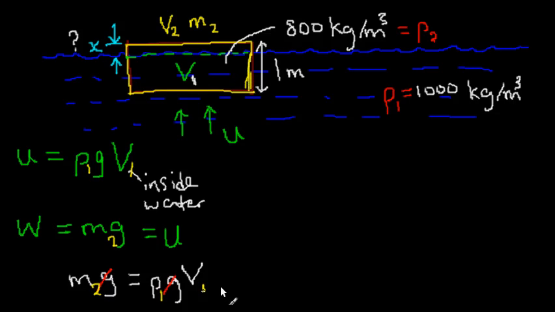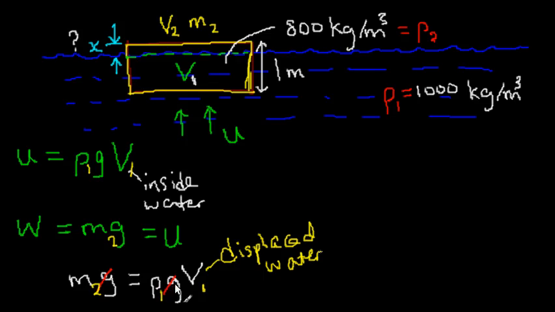Now what we have here is interesting, it tells us something. The mass of the whole piece of wood is equal to the density of water times the volume under the water, or of the wood that is under the water. In other words, this volume of the wood under the water is actually the volume of water that is pushed aside by the wood. So this is actually the volume of the water that is displaced. So the V1 here is for the displaced water, the water that is pushed aside by the wood.